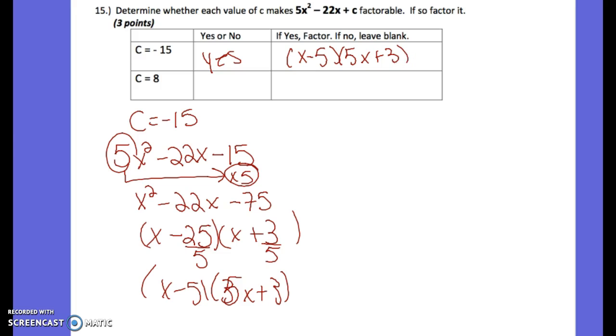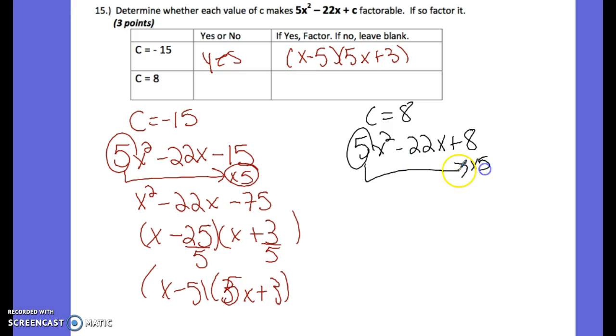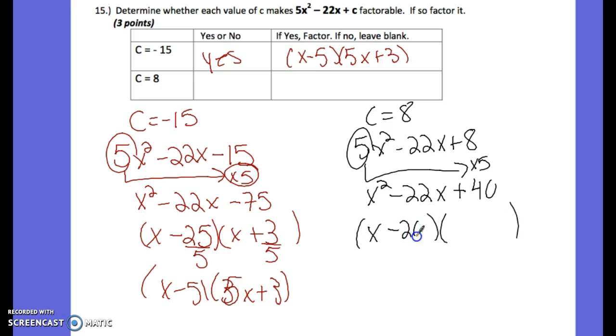Let's try c equals 8. So we'd have 5x squared minus 22x plus 8. So let's slide our 5 over, and you get x squared minus 22x plus 40. Oh, two things that multiply to be 40 and add to be negative 22. How about x minus 20 and x minus 2? Negative 20, negative 2, positive 40. When you add them, you get negative 22.